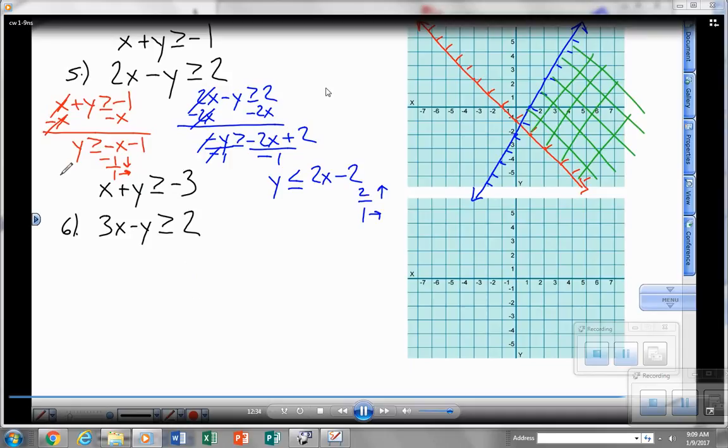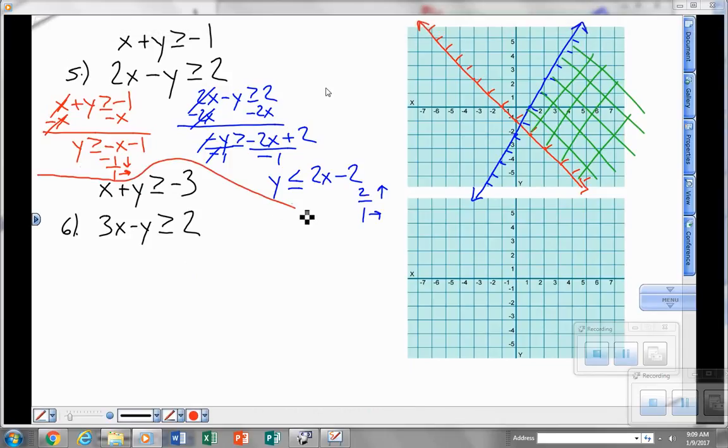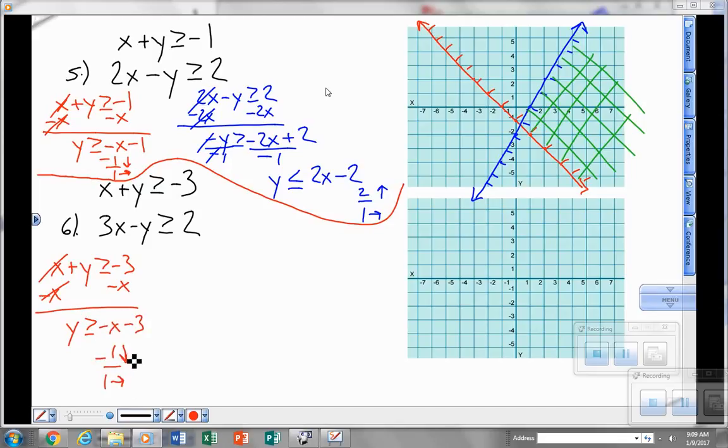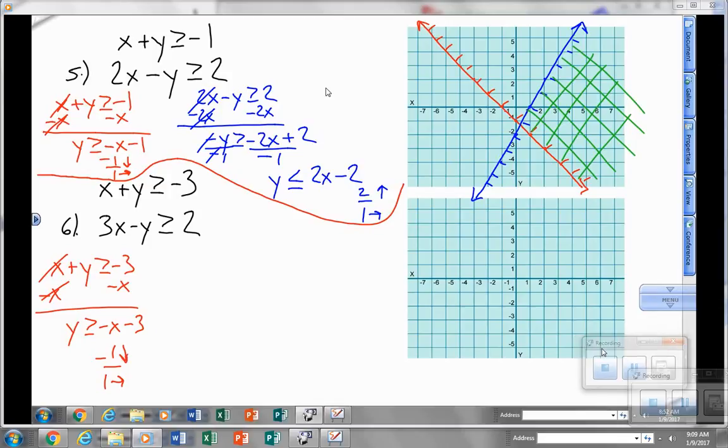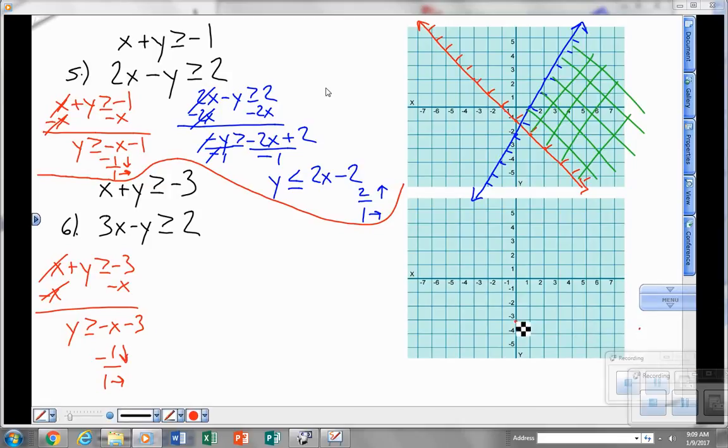All right, number 6. Again, both of those are not solved for y. So that first one, to solve that for y, I'm going to take away x on both sides, bring down the y greater than or equal to -x minus 3. That has a slope of -1 over 1 and a y-intercept of -3. So I start at -3 on the y-axis, over 1, down 1. Be able to stair step the opposite direction too. That will be a solid line shaded above.